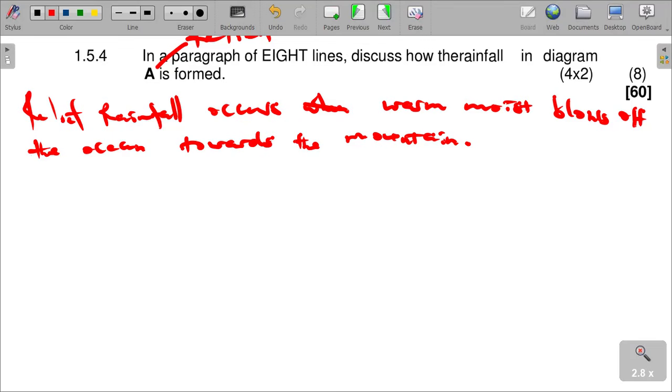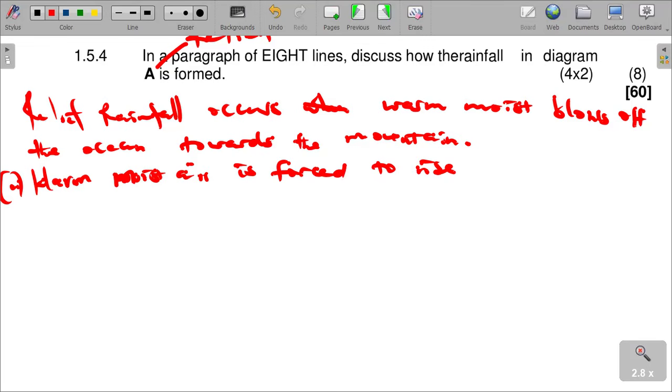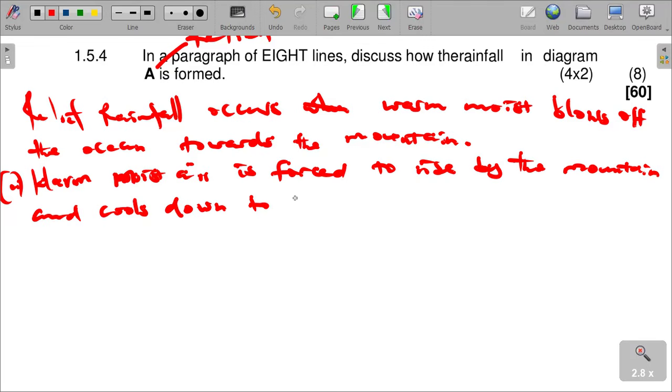The warm moist air is forced to rise. It is forced to rise by the mountain, and then it cools down to form clouds.